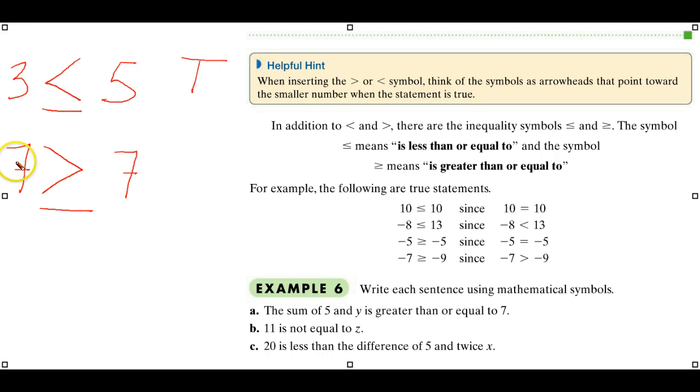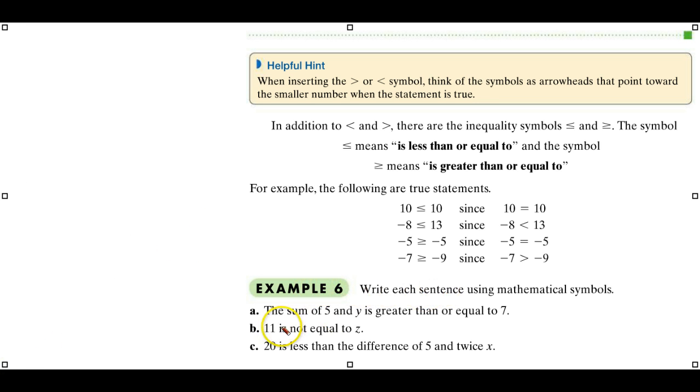Now, how about 7 is greater than or equal to 7? Well, we know they're equal, but it's not greater. One part of it is true, so this would be true. Now, if you had 6 is greater than or equal to 7, neither part is true, so this would be false.